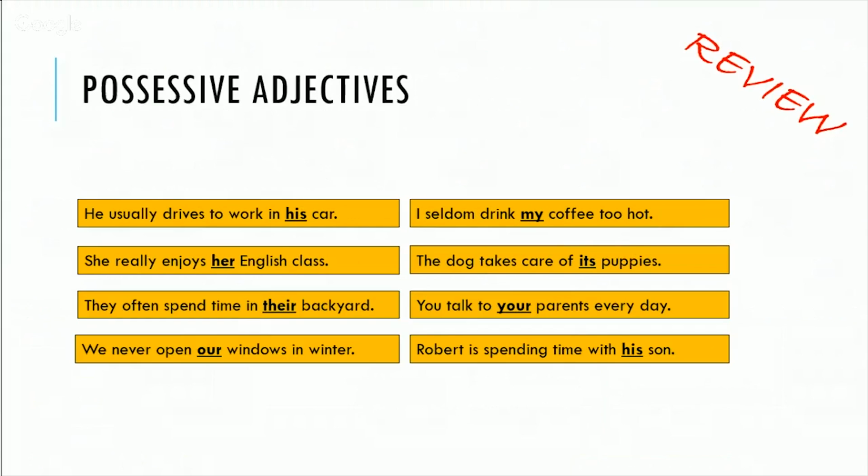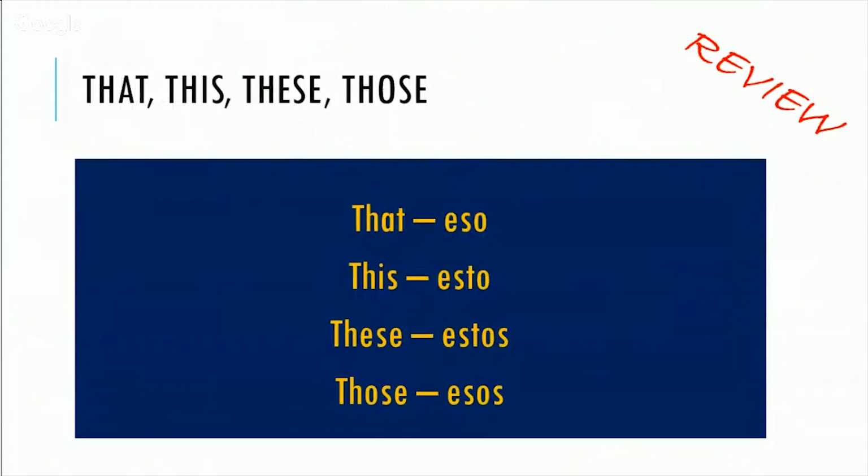It's its puppies. You talk to your parents every day. The parents belong to you. They're your parents. And Robert is spending time with his son. The son belongs to Robert. It's his son. Okay? If that's a little bit fast and you don't understand it, ask for the video, practice it this week. You'll catch up, don't worry. If not, if you're okay, then we're going to keep going.